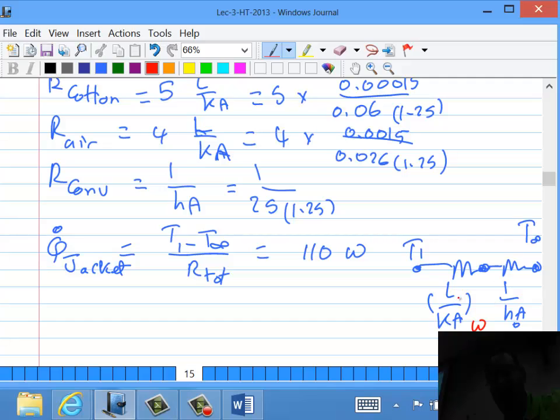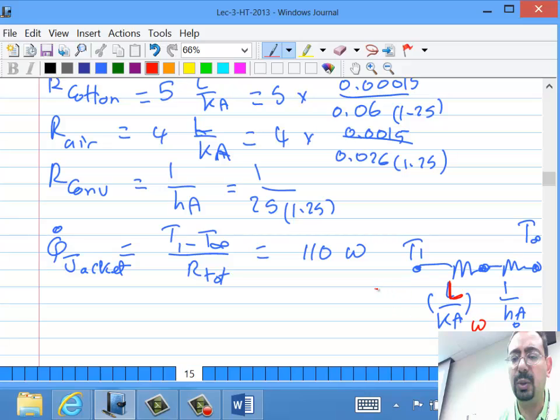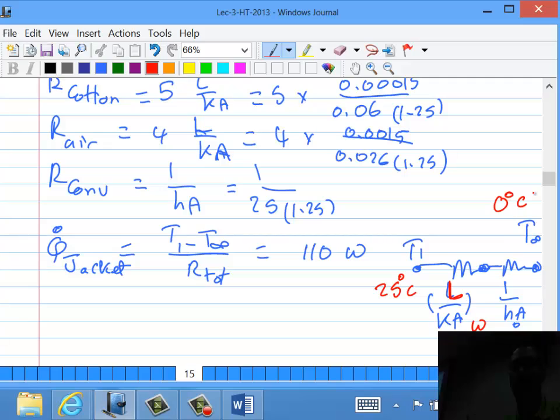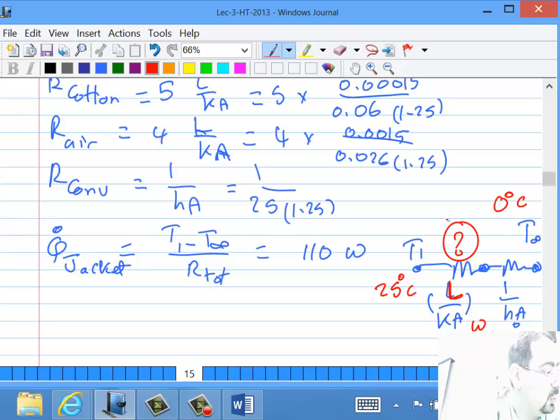So T1 is still the same, the 25 degrees. And the T infinity is still the same, how much was it? 0. So the question is, how can I get this L, the thickness of the new layer? The equivalent wool jacket thickness.